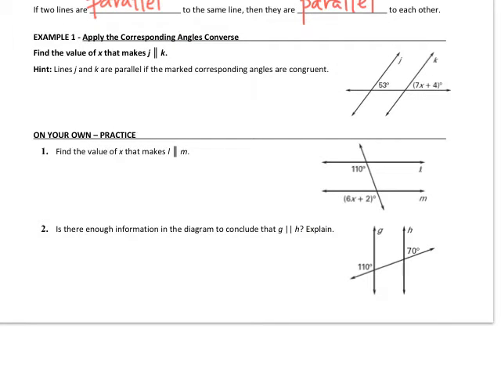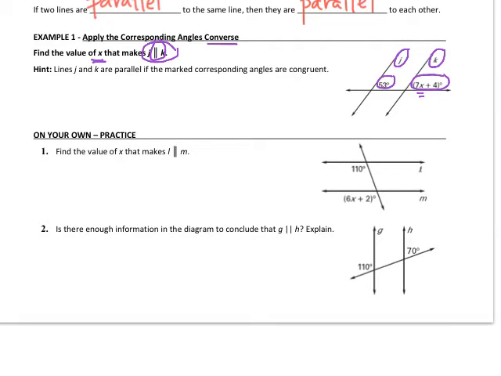Okay, let's take a look at example number 1. It says to apply the corresponding angles converse, and it says find the value of x that makes j parallel to k. Now, if we don't know what j and k are, then we need to figure that out. J is the name of this first line, K is the name of this second line, and remember this symbol here means parallel. Okay, so we need to find a value of x so that we can make J parallel to K. Alright, so that means that this corresponding angle has to be equal to this corresponding angle.